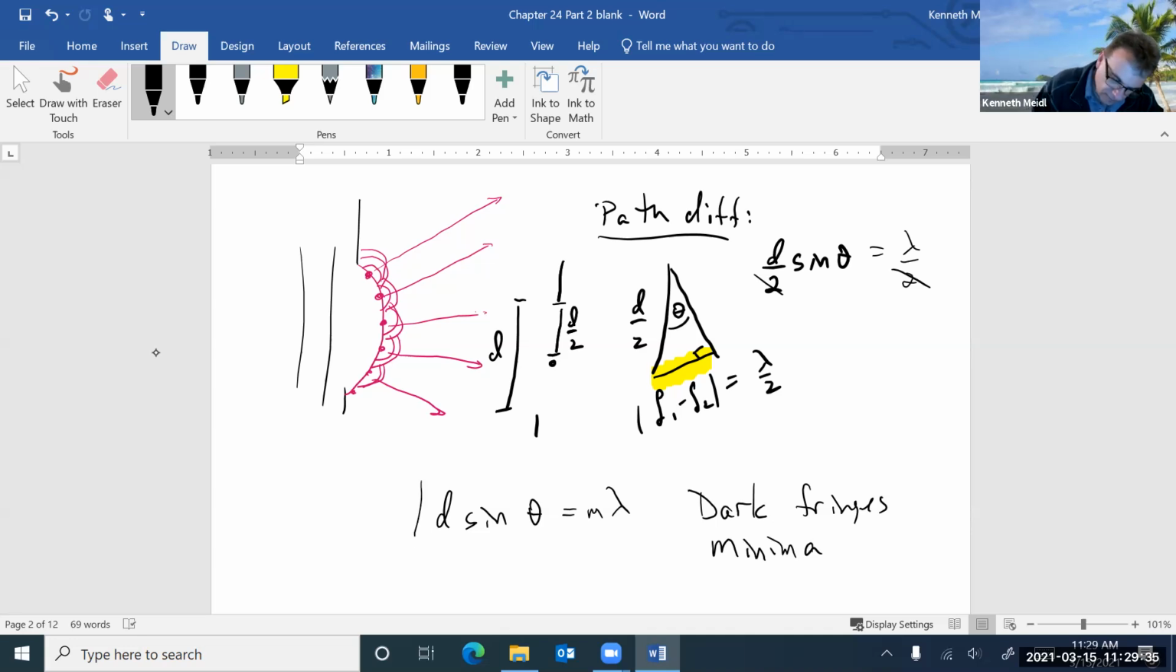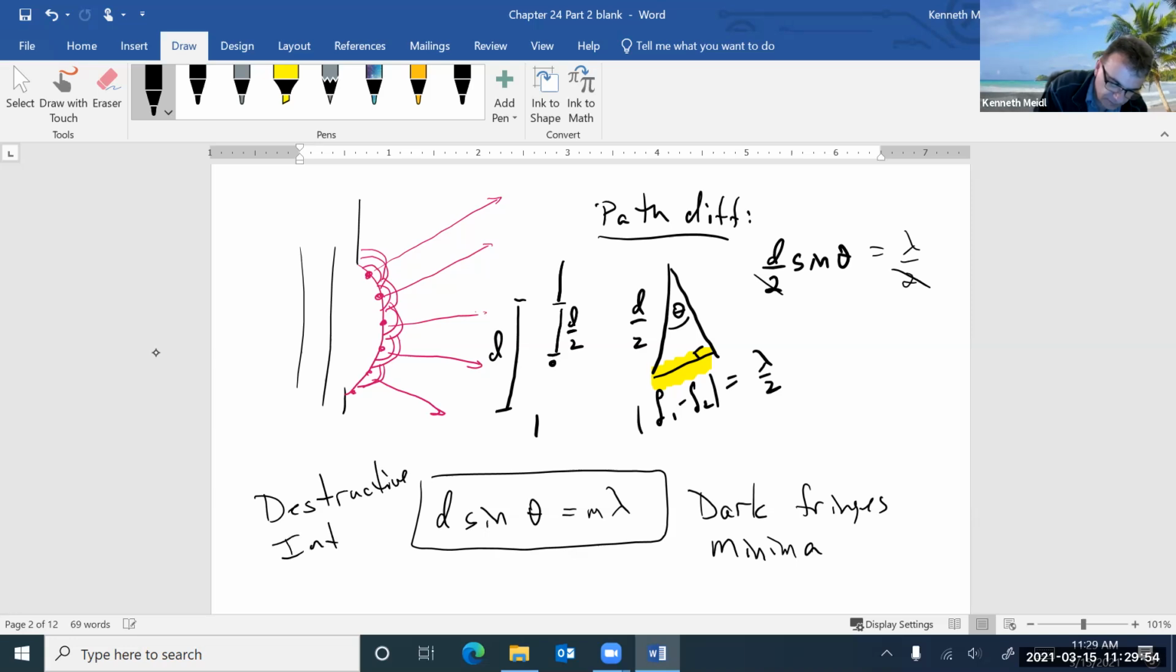And that right there is the mathematical condition to get spots of destructive interference in a single slit here. So these are spots for destructive interference.